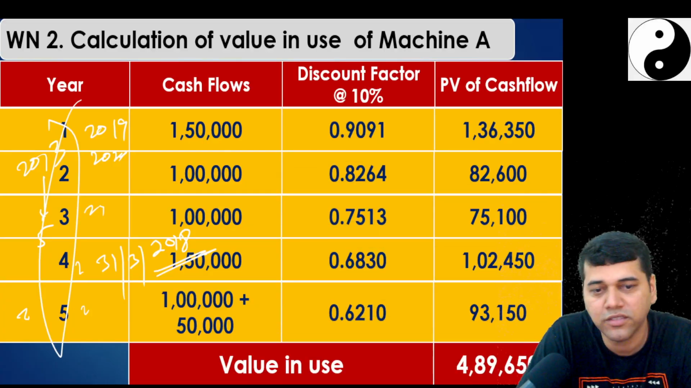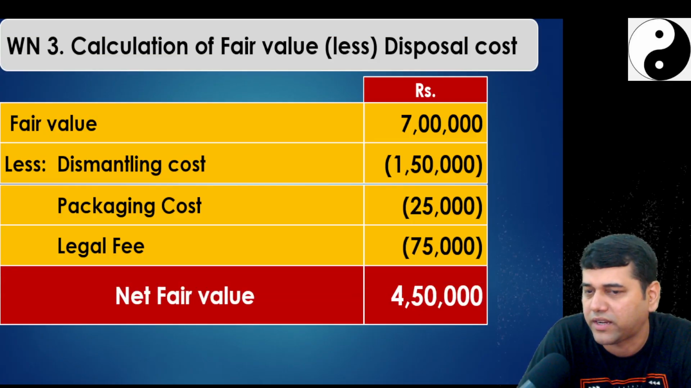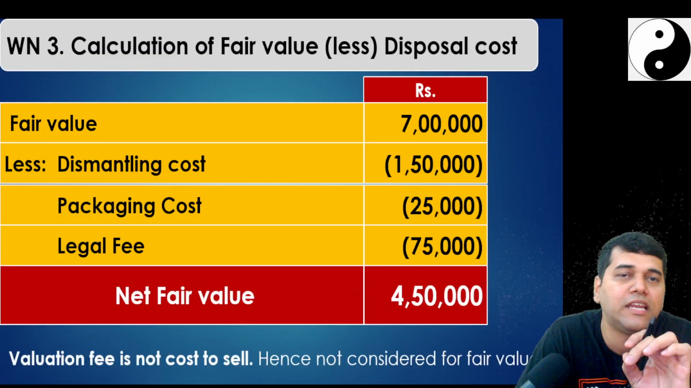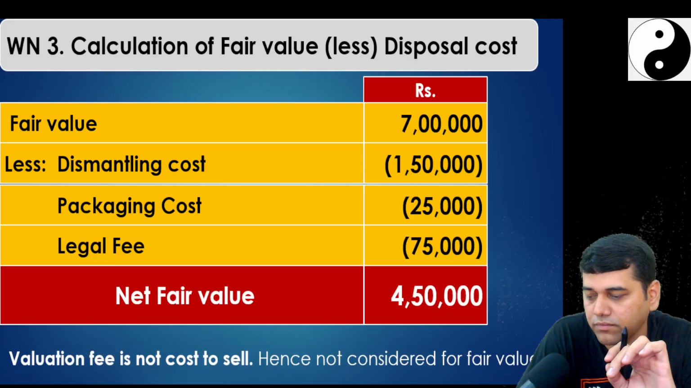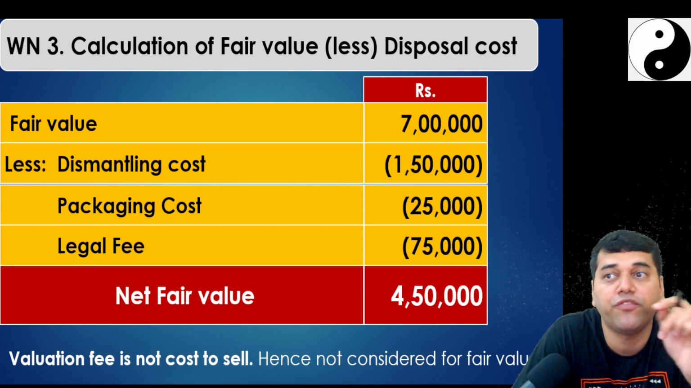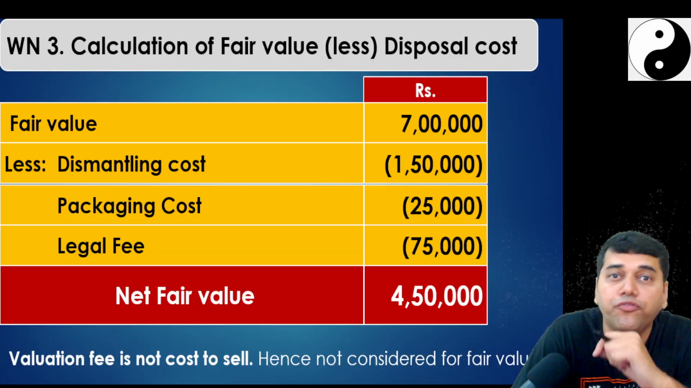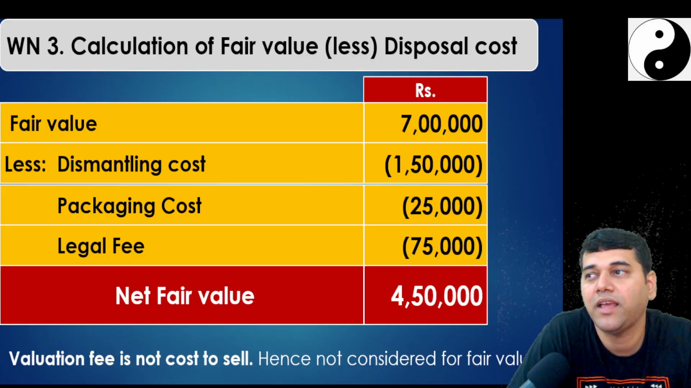So you have written this to 4,89,000. Okay, next fair value less disposal. I think this also you have done, right? And you given the note that the valuation fees is not cost to sell. Now I will calculate impairment cost of A, which is working note 4. Why? Because in the question they didn't ask me that. They asked me impairment cost of the CGU. So working note number 4.